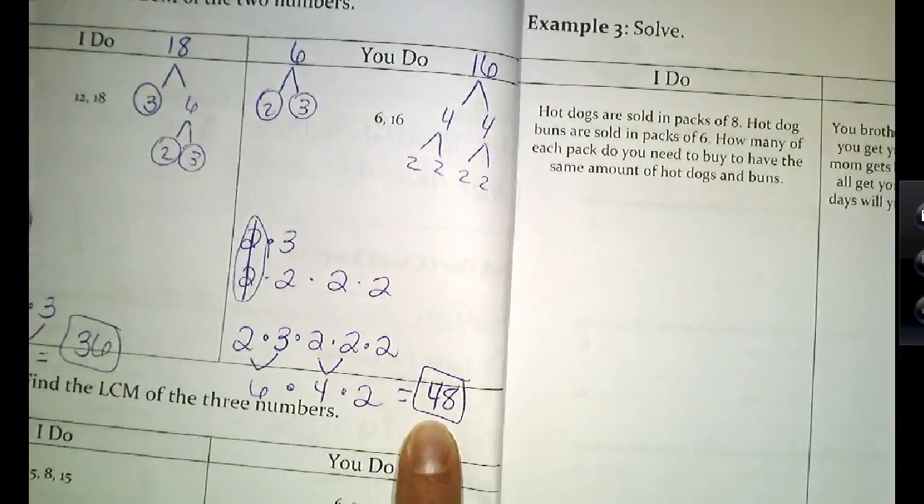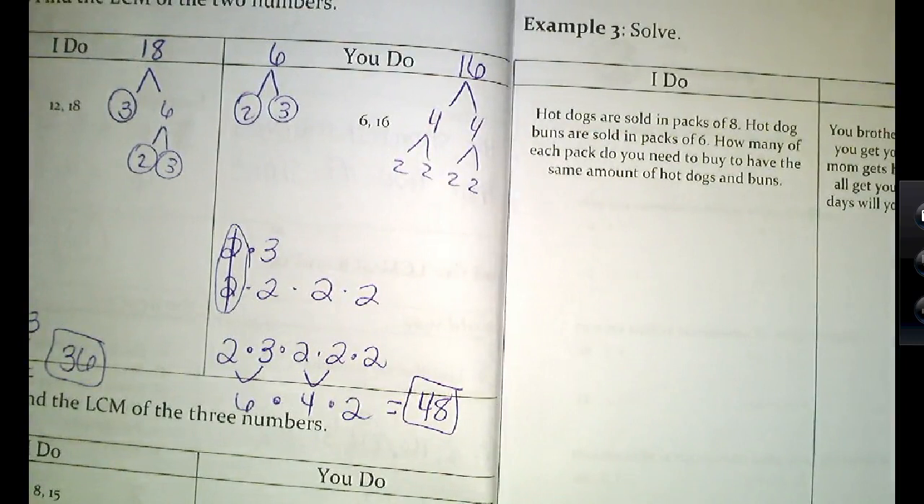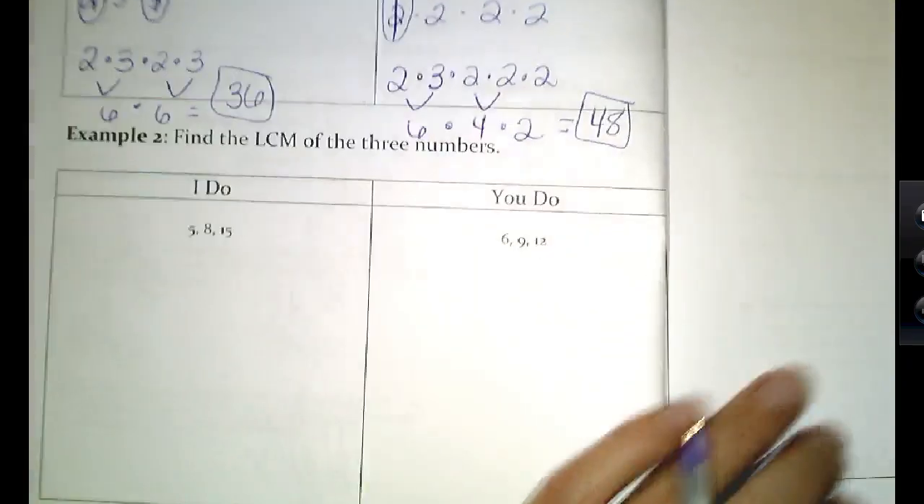So 48 is the smallest number that both 6 and 16 can go into. How many times can 6 go into 48? 8 times. How many times can 16 go into 48? 3. Very good. Let's jump down to example 2.